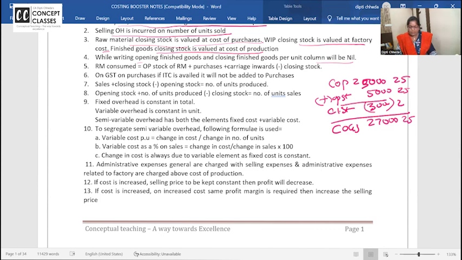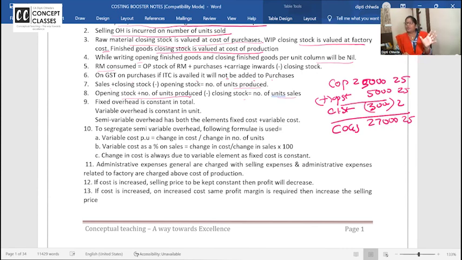Opening raw material plus purchases plus carriage inward minus closing stock is raw material consumed. On GST on purchase, add the GST on purchase only if ITC is not availed. Right? On GST on purchase, if ITC is availed, it will not be added in the purchase. Okay, it's correct. Grammar may be wrong because these are all handwritten notes in the class. So if you avail ITC, don't add it. Otherwise, add it. Sales plus closing stock minus opening stock is number of units produced. Opening stock plus number of units produced minus closing stock is number of units sold.